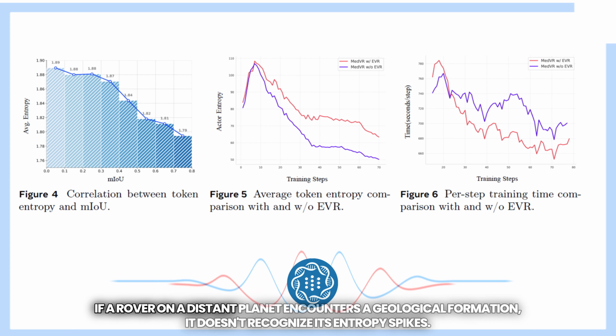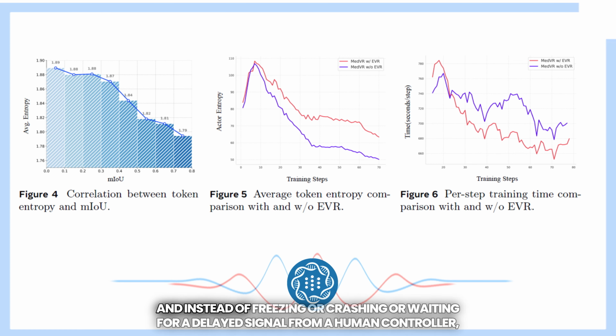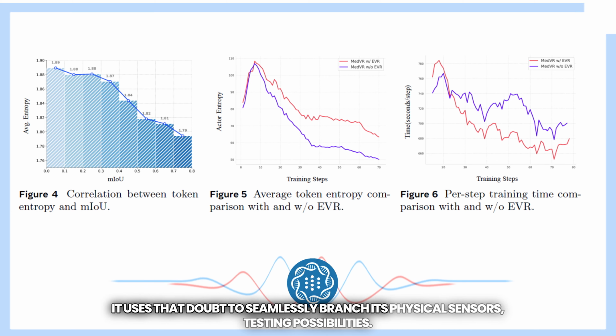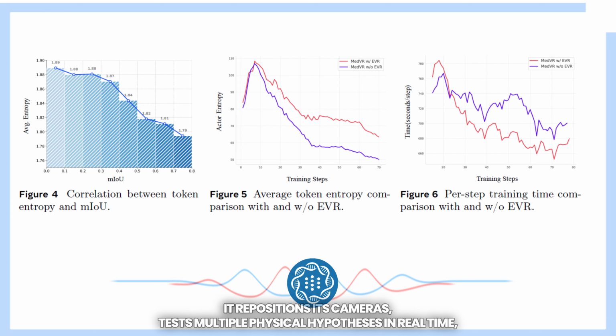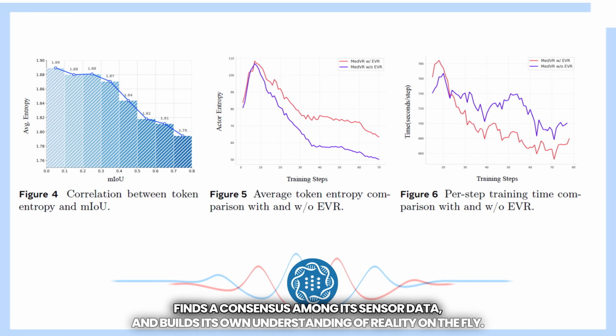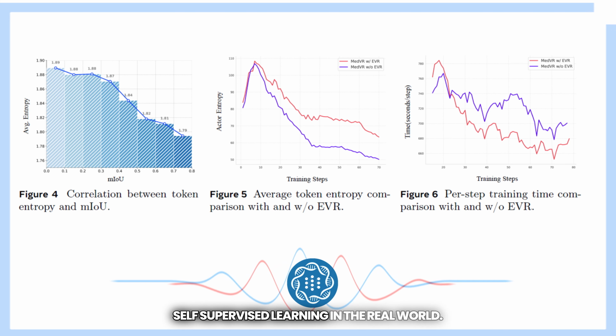If a rover on a distant planet encounters a geological formation it doesn't recognize, its entropy spikes. And instead of freezing or crashing or waiting for a delayed signal from a human controller, it uses that doubt to seamlessly branch its physical sensors. Testing possibilities. It repositions its cameras, tests multiple physical hypotheses in real time, finds a consensus among its sensor data, and builds its own understanding of reality on the fly. Self-supervised learning in the real world.